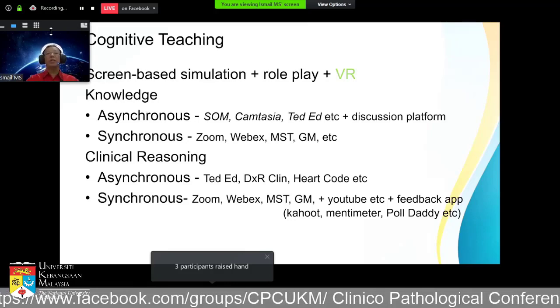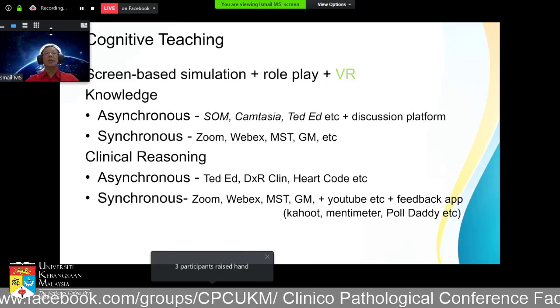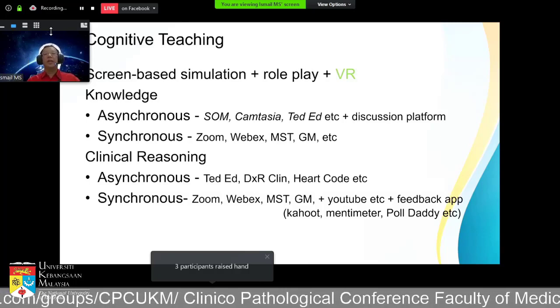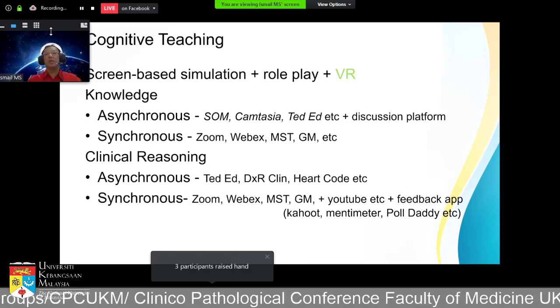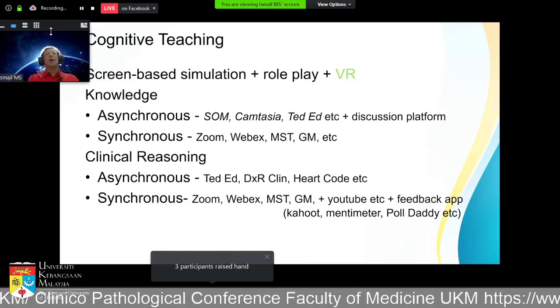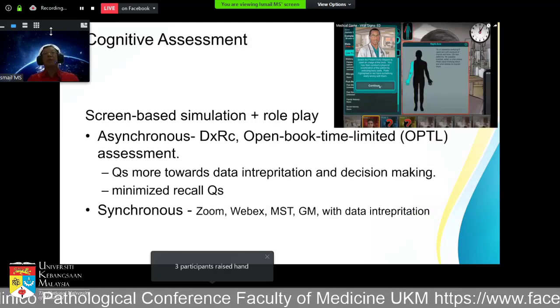So when you do the synchronous thing, you can put a question online, the student can basically answer online from their home, and you can see who's the good student and who's the weak student that cannot understand. So these are some of the things that we can use, which is part of screen-based simulation.